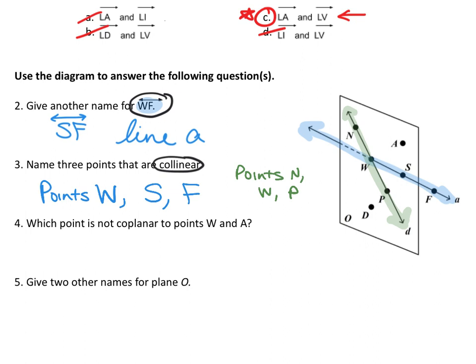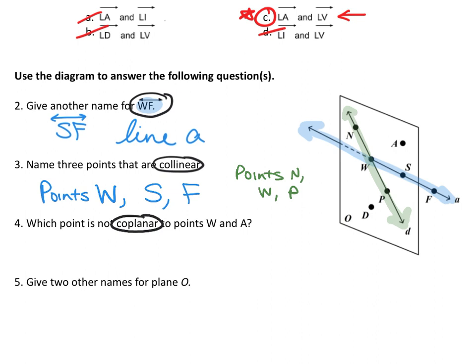Number 4, which point is not coplanar to points W and A? What's my keyword? Coplanar. All right, if collinear meant on the same line, what does coplanar mean? We still have the word co, which means together, but instead of linear, what does it say? Planar, like on a plane. So together on a plane.